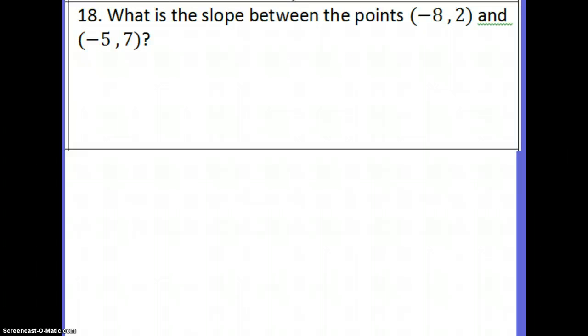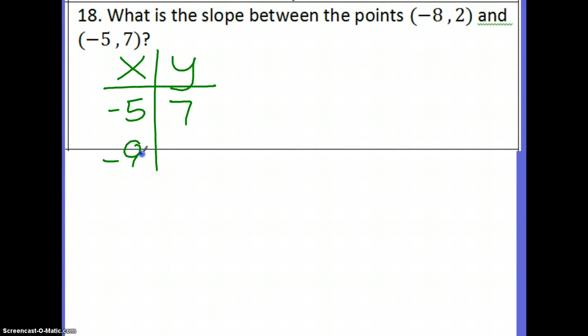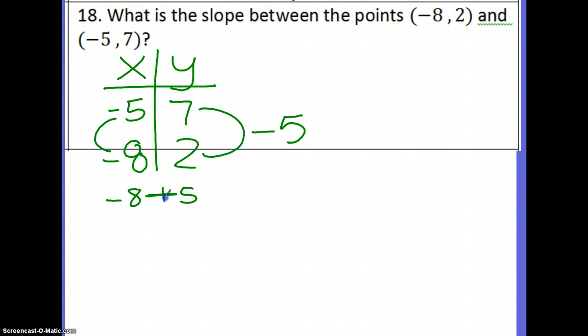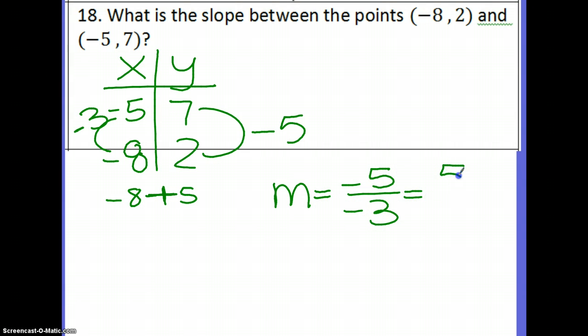What is the slope between the points negative 8, 2 and negative 5, 7? So we're just finding slope. We don't need the equation, so all we need is a table. Bottom minus top, 2 take away 7 is negative 5. Negative 8 take away negative 5, that's the same as add, and that's negative 3. So m is negative 5 over negative 3, which is the same as positive 5 over 3. That's the slope for 18.